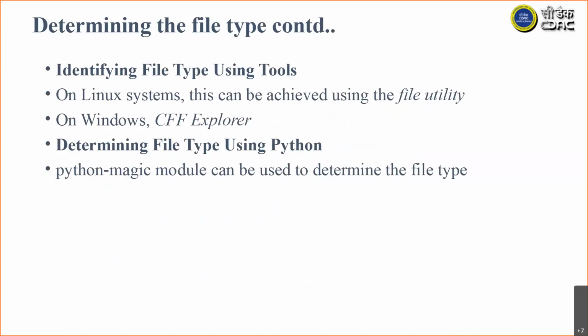Next, if you are identifying the file type using different tools, there are certain specified tools that you can use for determining the file type of a particular suspected file. On a Linux system, this can be achieved by using the file utility. On Windows, CFF Explorer is a tool that you can use. Persons who are able to write programming scripts can use the Python magic module, which can determine the file type.